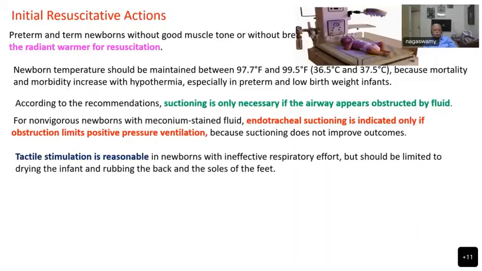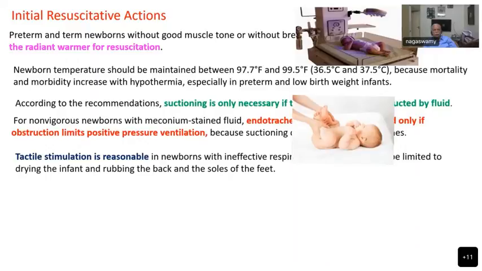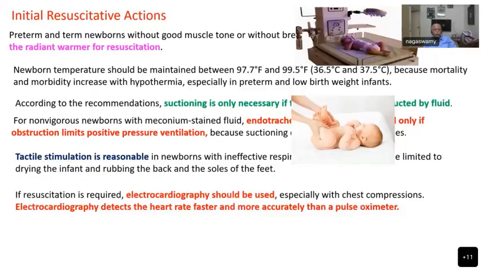Tactile stimulation is reasonable. So this is how you do the tactile stimulation. In earlier days, all of you would have seen they used to hold the baby upside down and slap on the back and the buttock. That is all not recommended now. You have to just squeeze the legs and then rub the feet. That is all the tactile stimulation that you have to do.